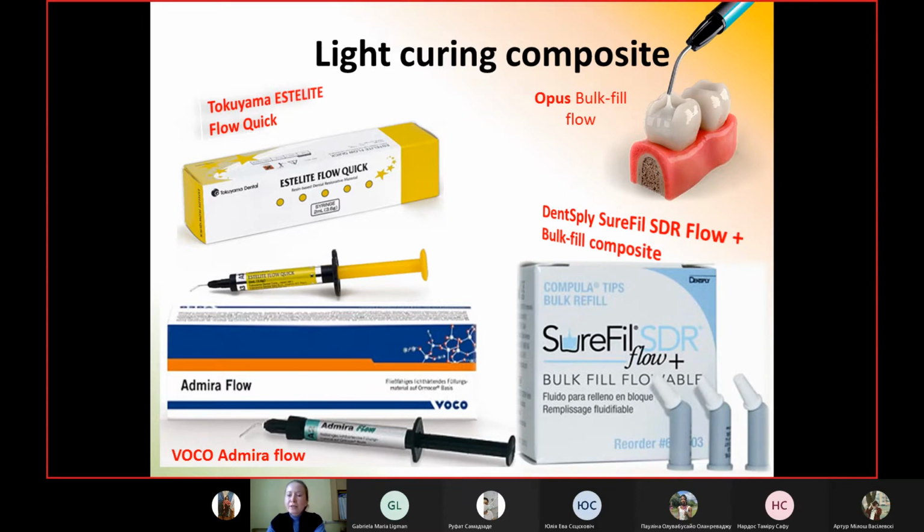Bulk fill materials such as Opus and SureFill, SureFill Flow Plus, a bulk fill flowable composite, from company Dentsply. By the way, this company Dentsply was the first one to introduce bulk fill material to the dental market.